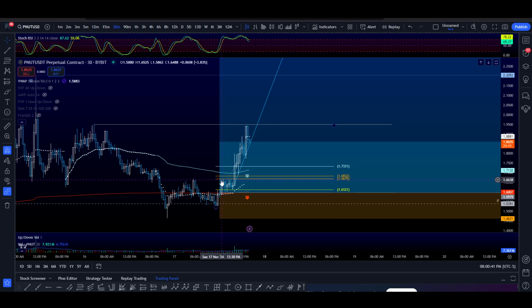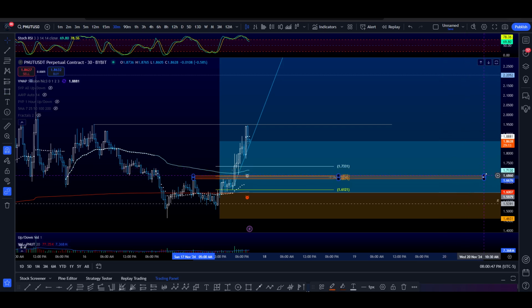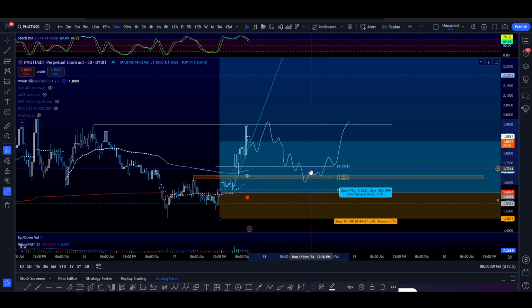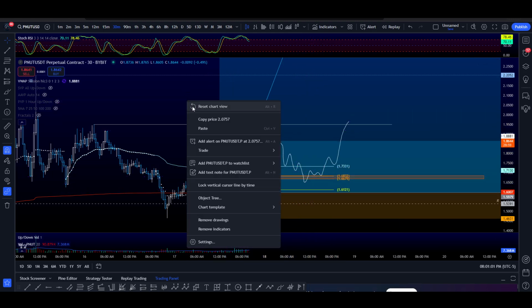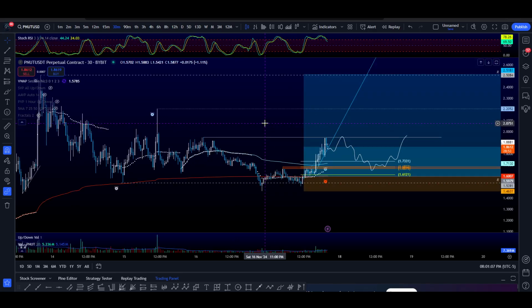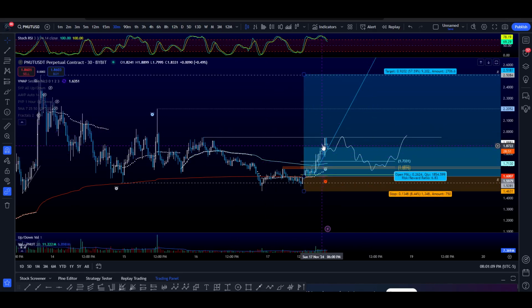As you can see, there's a little supply and demand zone right there, right? So if price was to come back down, that's where I would be expecting an entry, right around there. So let's just see how this all plays out. Like I said, as of right now, I am in a long, so I'm just patient to see how this all plays out. But yeah, you never know.